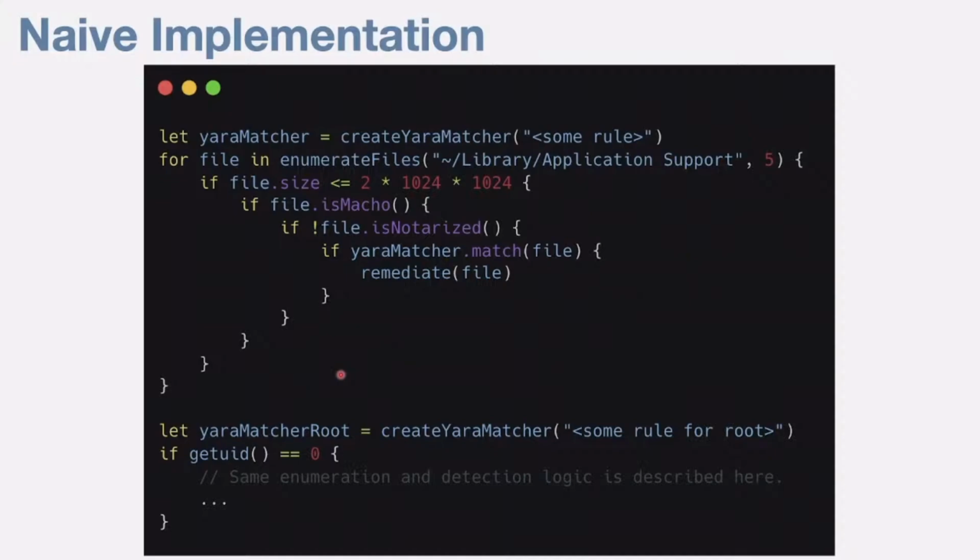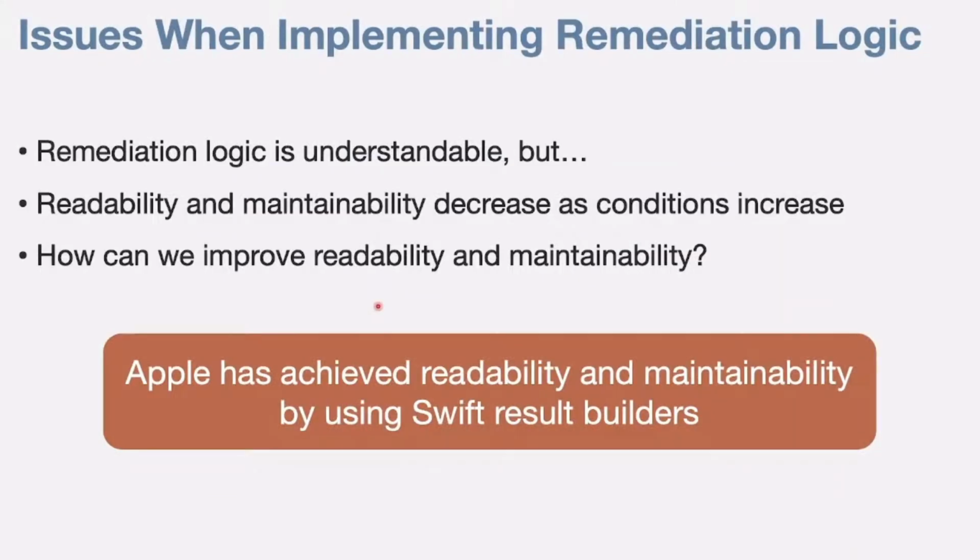If we implement it naively, it looks like this. This is an exaggerated example, but as we add more conditions, the nested if statements get deeper and deeper. This approach works, but it's not great in terms of readability and maintainability. If you want to add another condition, you have to insert yet another if statement, making the code even more cluttered. So how can we describe this logic more clearly while keeping maintainability?